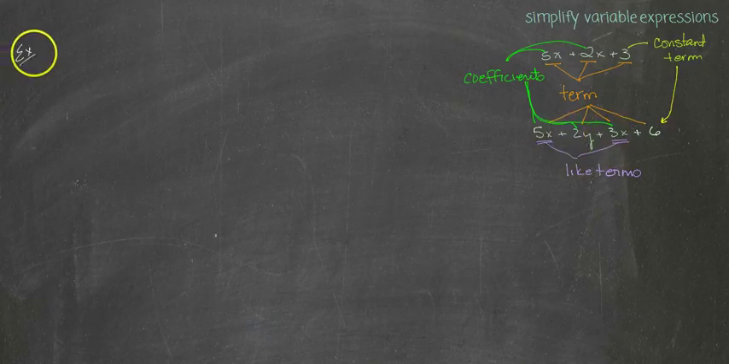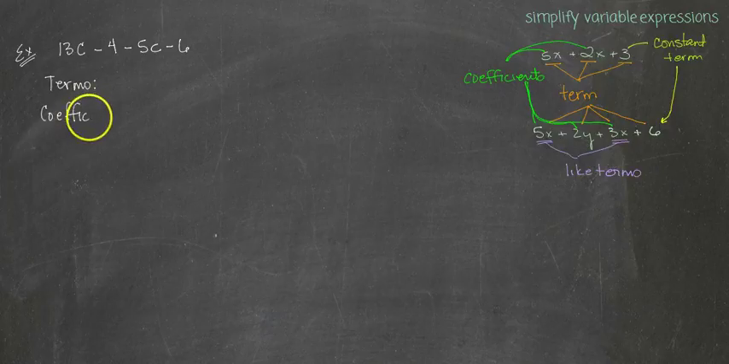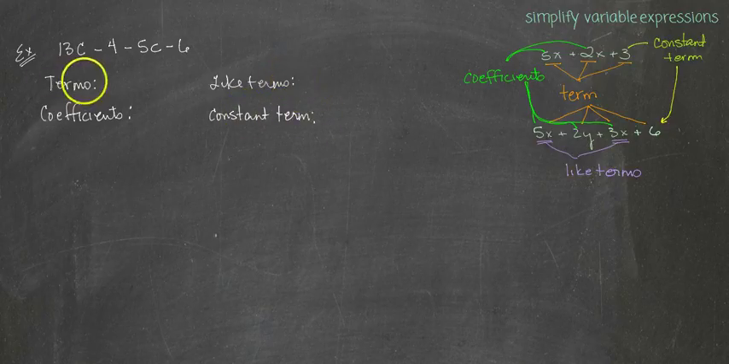Okay, so let's look at a variable expression and identify all the parts: 13c minus 4 minus 5c minus 6. We want to identify the terms, the coefficients, the like terms, and the constant term. Okay, so let's start with the terms. Well, remember, each part is a term.